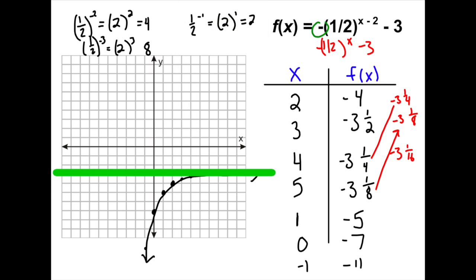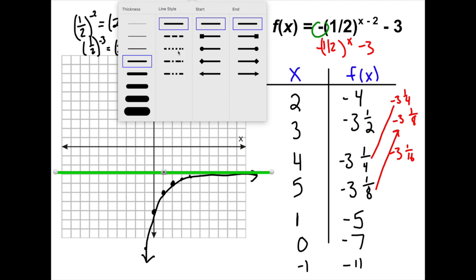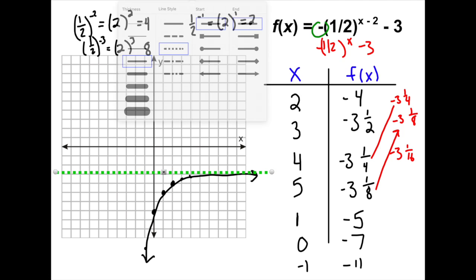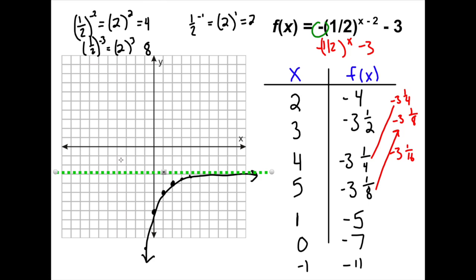Okay, and let's make it dotted. I'm going to make it a little bit thinner and I'm going to make it dotted. Here's our asymptote here. Okay, so notice negative is below the asymptote, right? Versus whereas if it was positive, we would have been above the asymptote. So above versus below the asymptote, right?